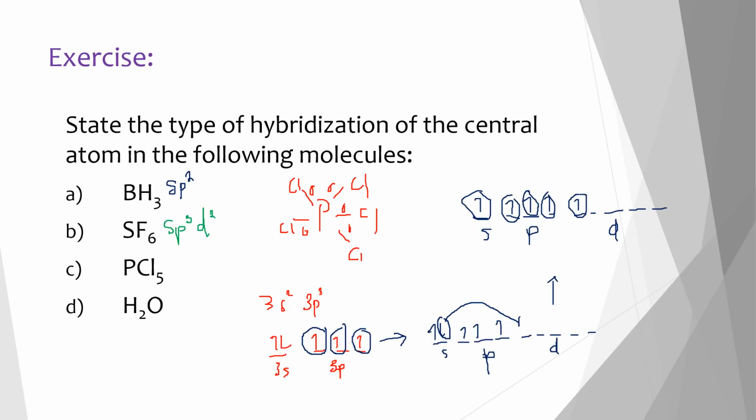And remember how many of each orbital you use. For the s orbital, you use all of the s orbital, so s. For the p orbital, you use all of the p orbitals, so that means sp3. And for the d, you only use one d orbital, so sp3d1. So the hybridization for PCl5 is sp3d1.